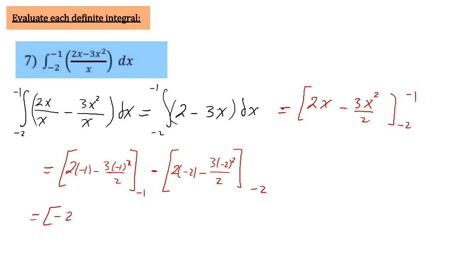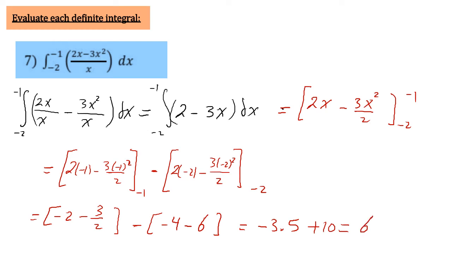2 times negative 1 is negative 2, negative 1 squared is 1, so it's 3 over 2, minus 2 times negative 2 is negative 4, minus negative 2 squared is 4, divided by 2 is 2, times 3 is 6. So it's negative 2 and negative 1.5, which is negative 3.5. Negative 10 multiplied is going to be positive 10. So it's negative 3.5 plus 10, which is equal to 6.5.